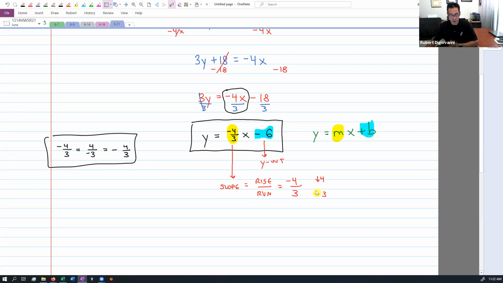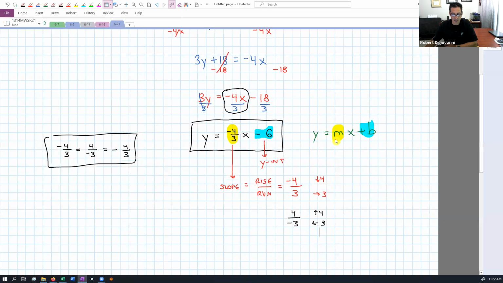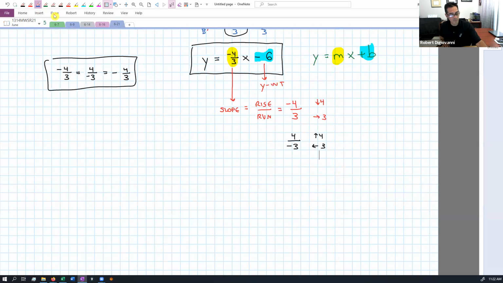So I just want to show you that if I were to change this and move the negative to the bottom, like this, I could do that. That would be legal. Now what this would tell me is I go up 4 and to the left 3. See, it's opposite. Instead of down 4, it's up 4. Instead of right 3, it's left 3. And you could use either one of these. It's up to you. And I'm going to show you right now that you'll get the same answer. So let's prove to ourselves that it doesn't matter which one we use.